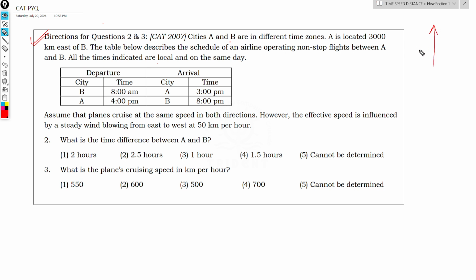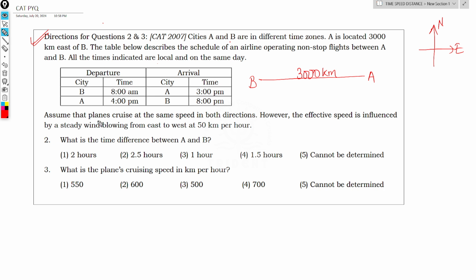Just for the sake of convention, I'm making the conventional direction. So, if A is located 3000 kilometers to the east of B, I can represent it pictorially like this. And of course, the distance is 3000 kilometers, that is over there, right? Now, it says that the times indicated are local. So whatever 8 a.m. and this 4 p.m. departure, these are local timings of B and A, so they are independent of each other.